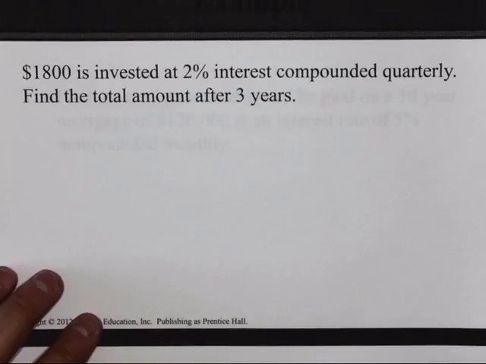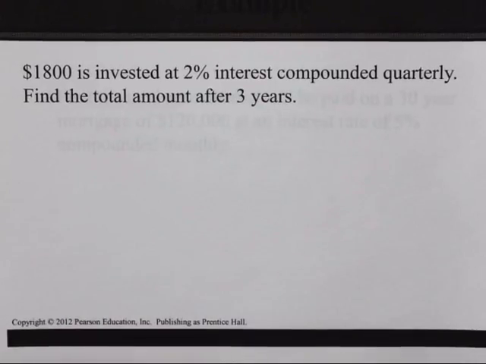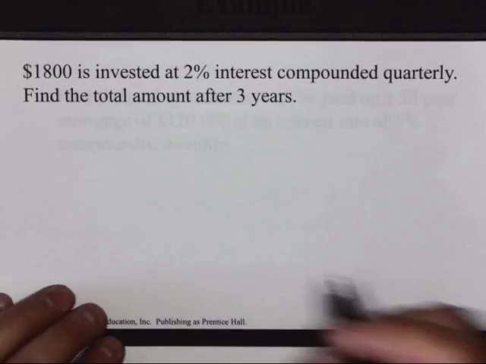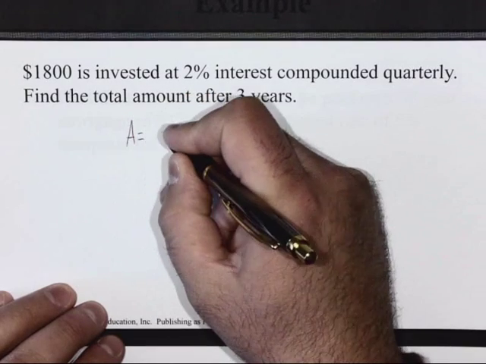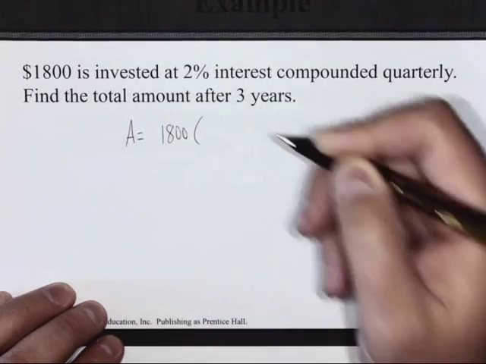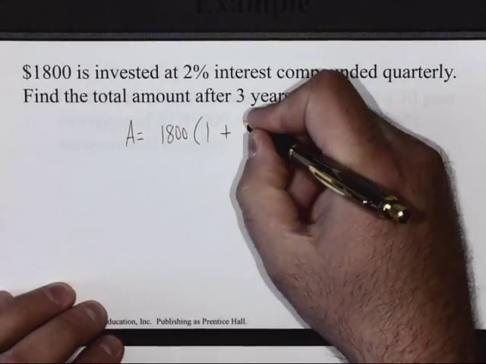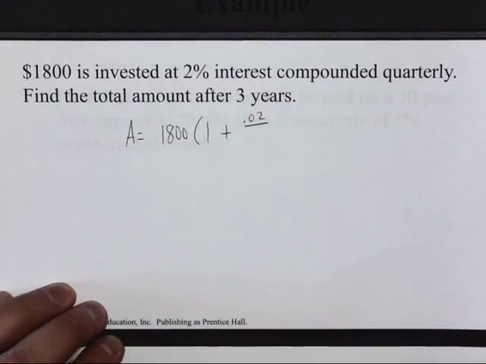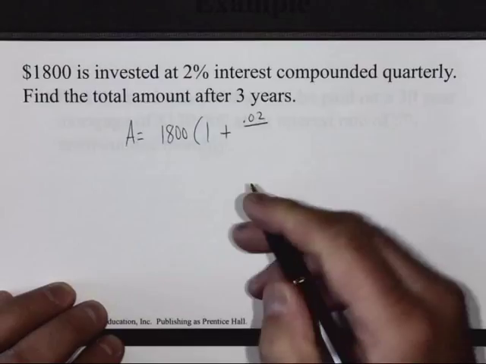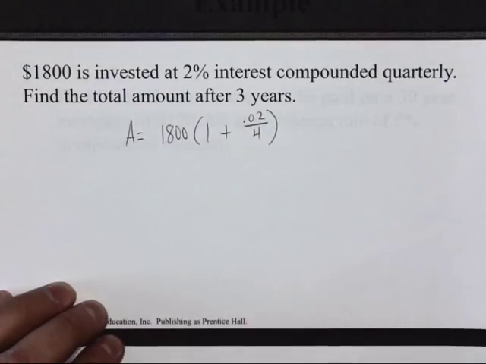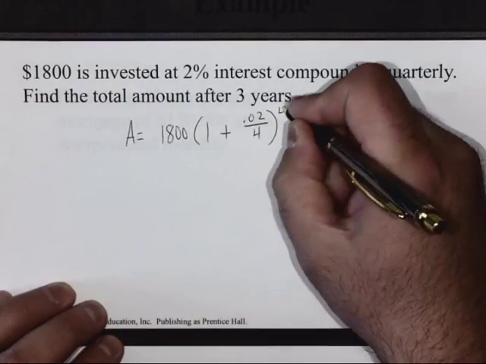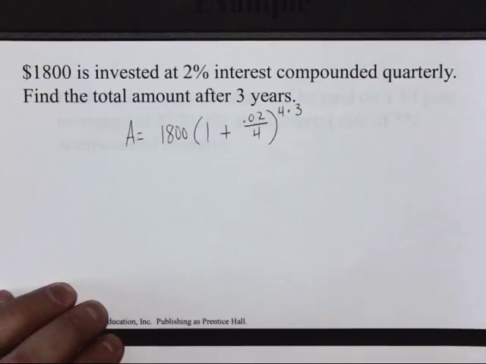All right. So $1,800 is invested at a 2% interest compounded quarterly. Find the total amount after 3 years. So you're investing your money here. So compound interest will work to your advantage in this particular scenario. But P is the principal. The rate is 2%, so 0.02, divided by N. So it says compounded quarterly, so that means N is 4. And 4 times the number of years, which is 3.